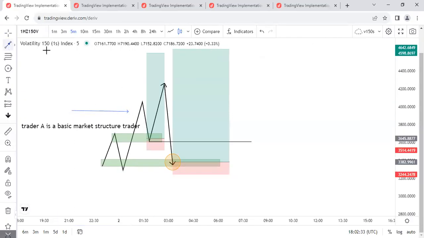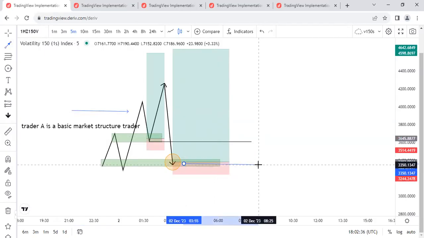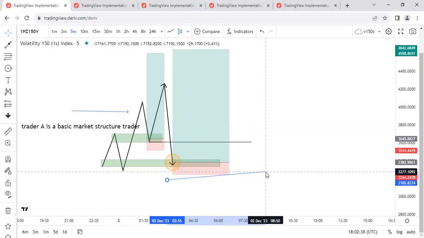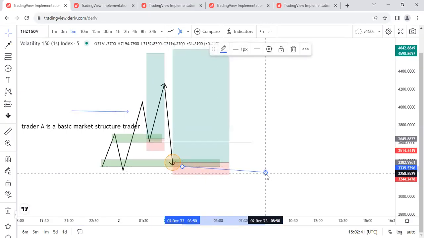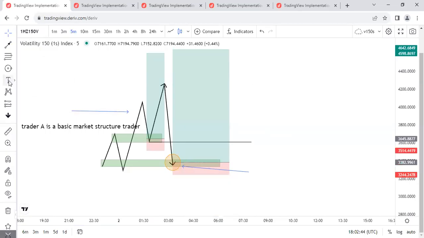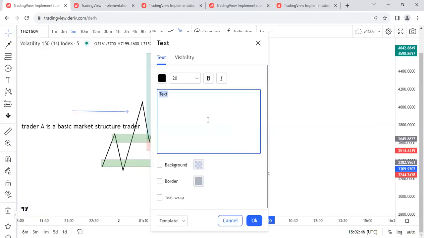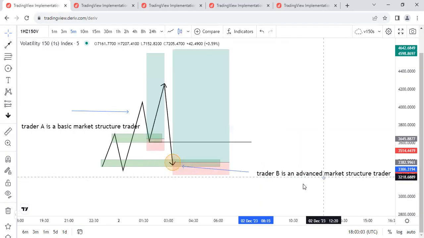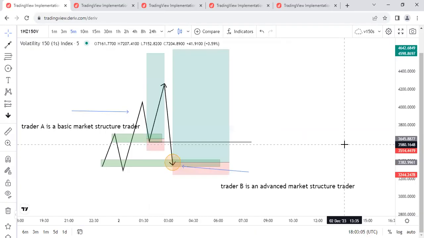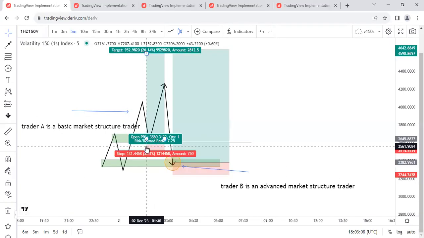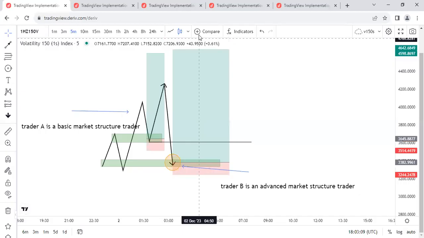Why trader B is an advanced market structure trader. This trader B. Trader B is what? Trader B is an advanced market structure trader. So trader B, who is an advanced market structure trader, is waiting for trader A to be taken out of the market before he enters.